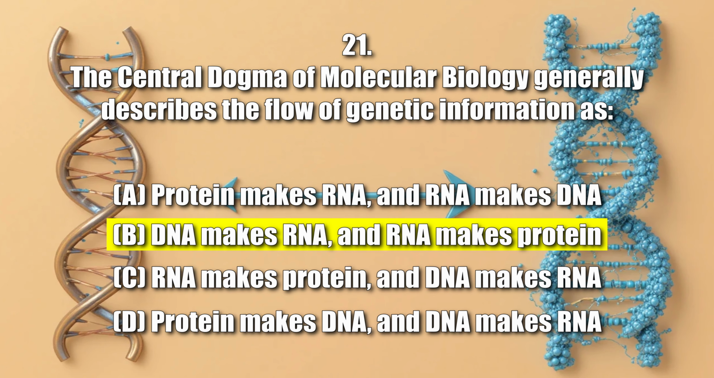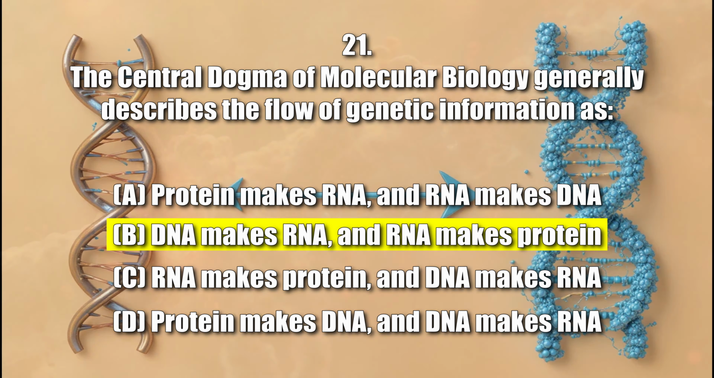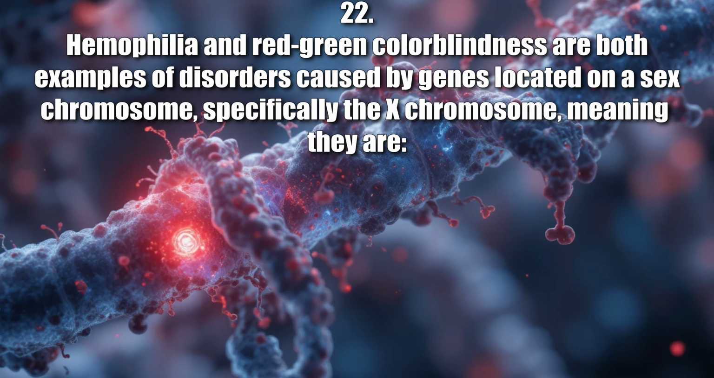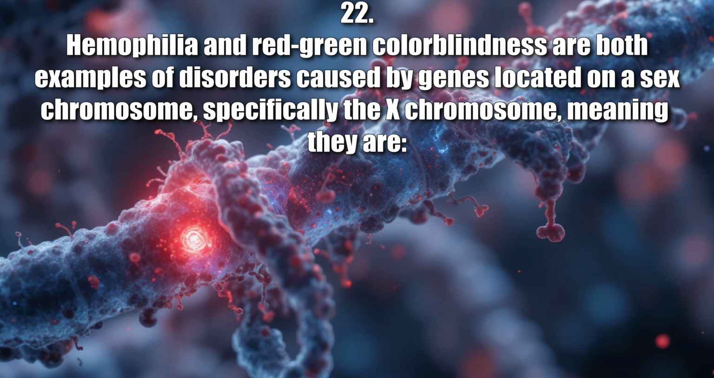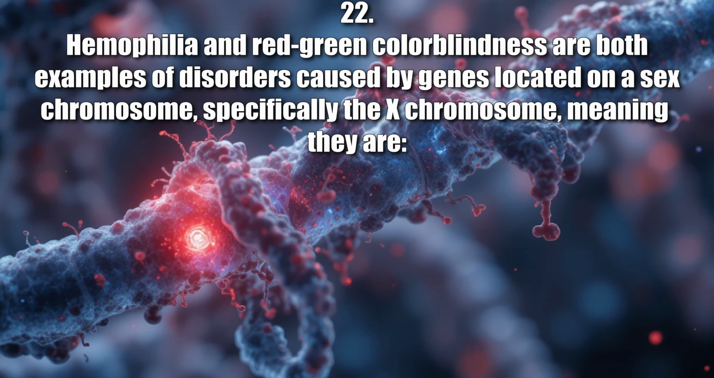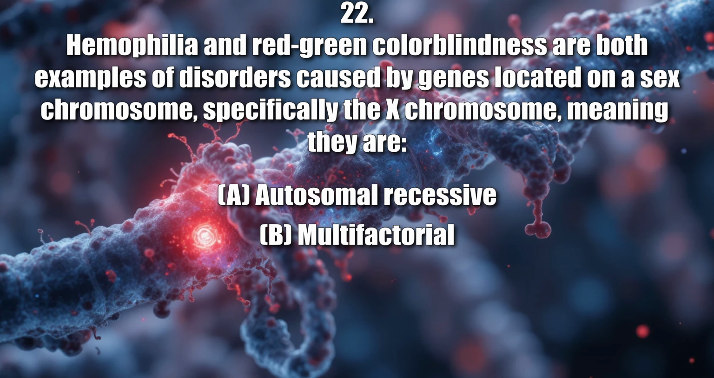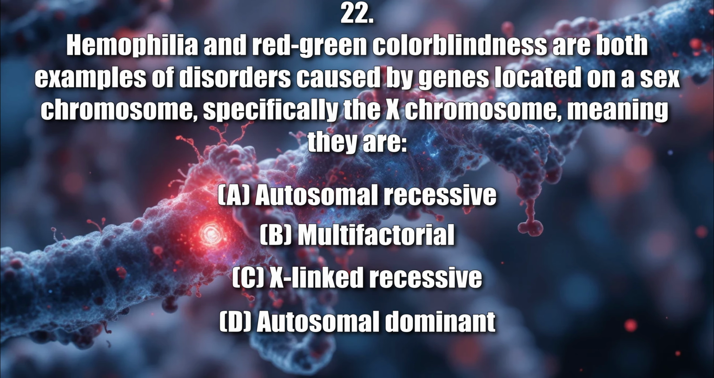The correct answer is B. DNA makes RNA, and RNA makes protein. 22. Hemophilia and red-green color blindness are both examples of disorders caused by genes located on a sex chromosome, specifically the X chromosome, meaning they are A. Autosomal recessive. B. Multifactorial. C. X-linked recessive. D. Autosomal dominant.